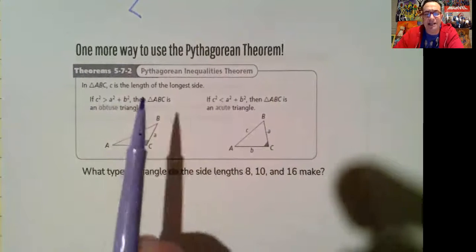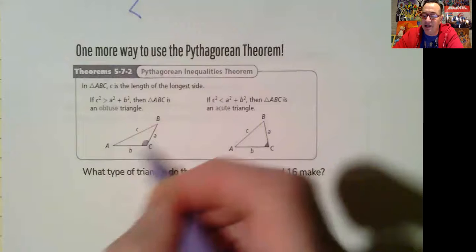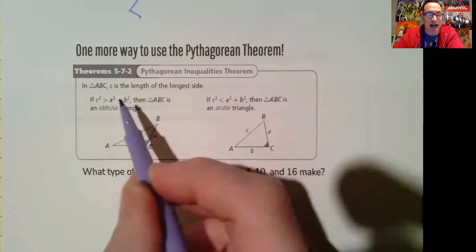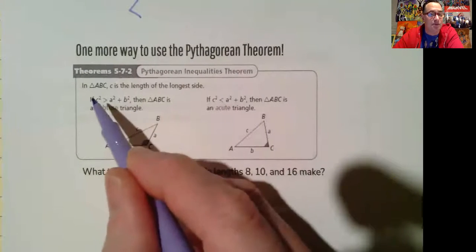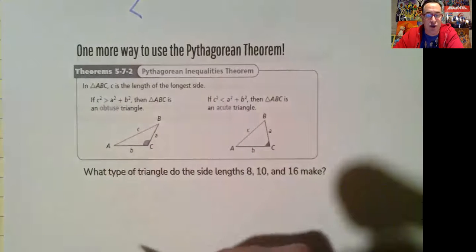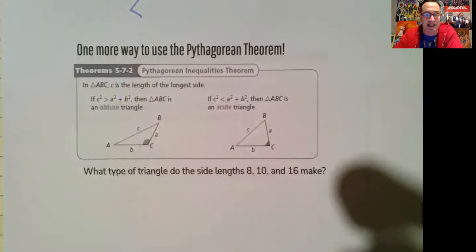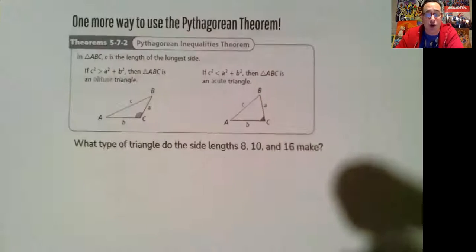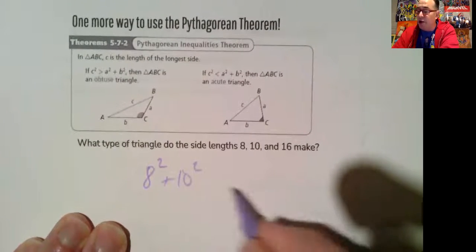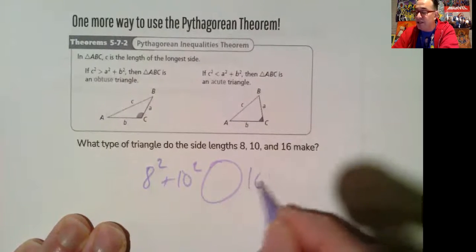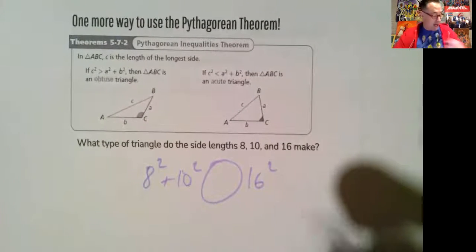Okay, I think that this picture helps us because when we're comparing the longest side to the two other sides, if it's equal, it's a right triangle. If this is bigger, it's obtuse. If this is smaller, it's acute. Of course, it makes more sense because there's a picture here. That's a lot easier. So when you're doing this, you're going to take 8 squared and 10 squared, and you're going to compare that to 16 squared. This is either going to be bigger, smaller, or equal to.